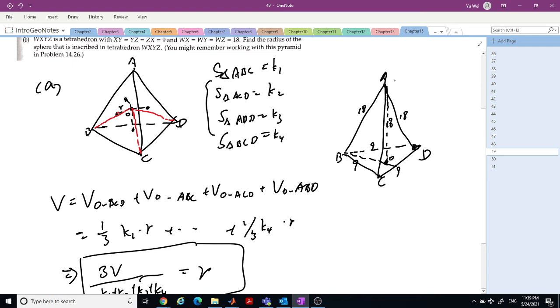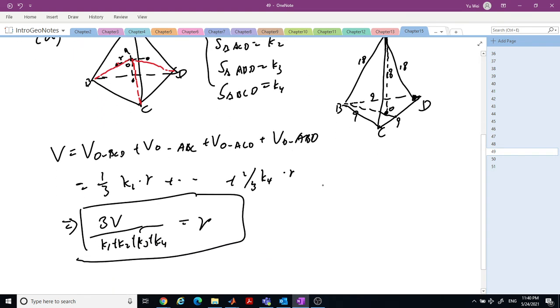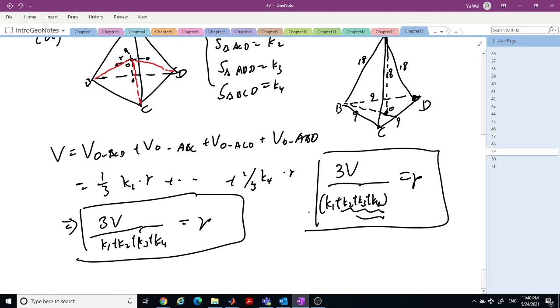So now we want to find the radius of this one. We can calculate it using the volume: 3 times the volume, divided by K1 plus K2 plus K3 plus K4. K2, K3, and K4 are the lateral faces surrounding this side, except the base. They are all equal, so in this case we can solve for R.